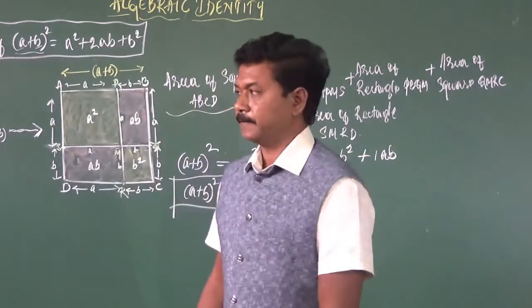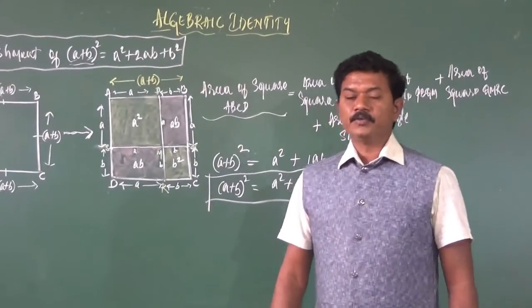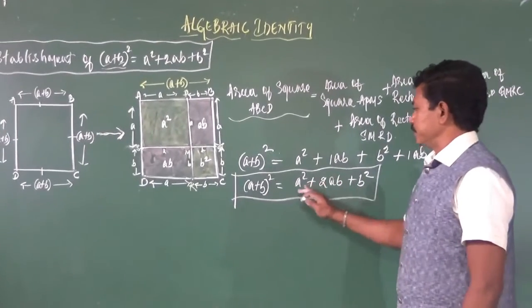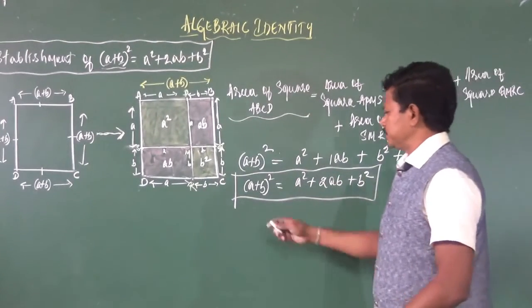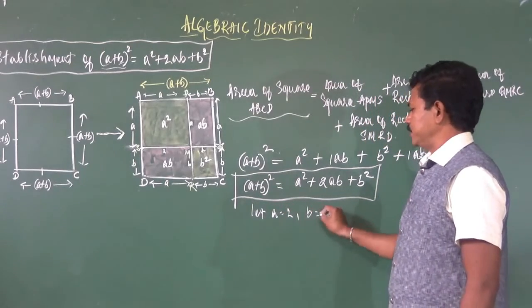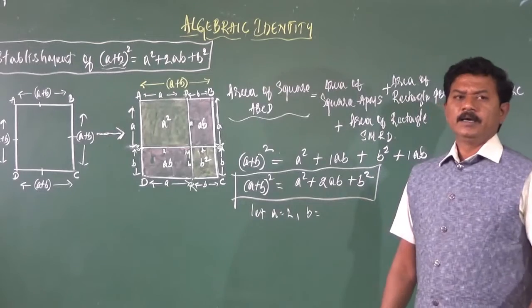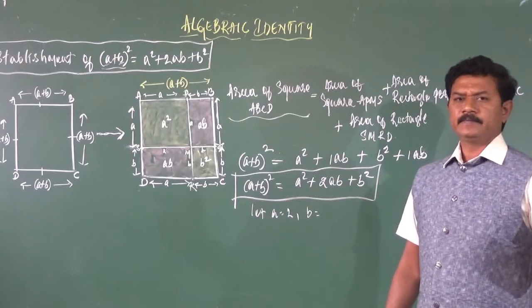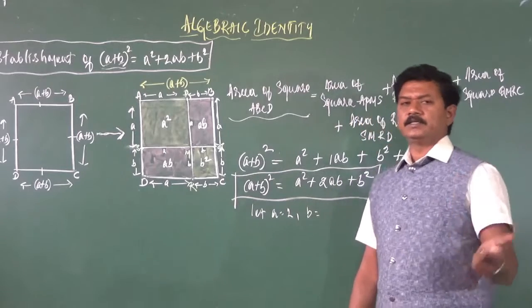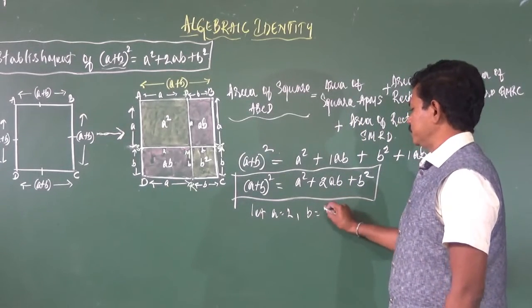So here, as I told you earlier, an identity is an equality which is true for all the values of the variables involved in it. So here A and B are the two variables. For example, you can take any values for A and B. Let it be real numbers, decimals, or rational integers, whatever you want. So let A is equal to 2 and B is equal to 3, for example.